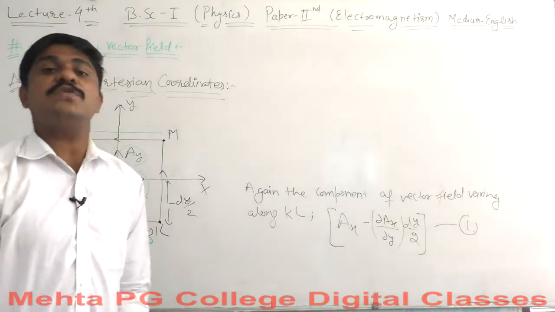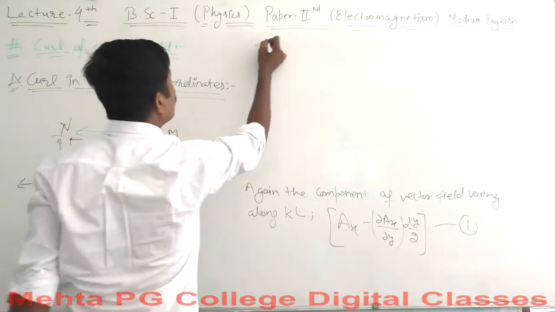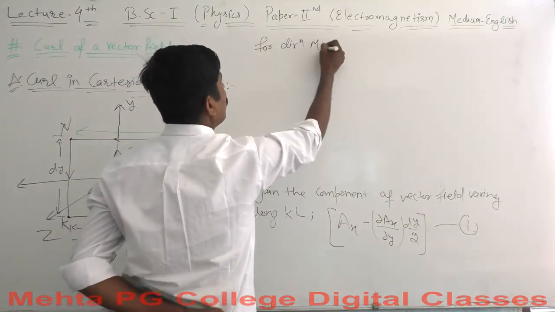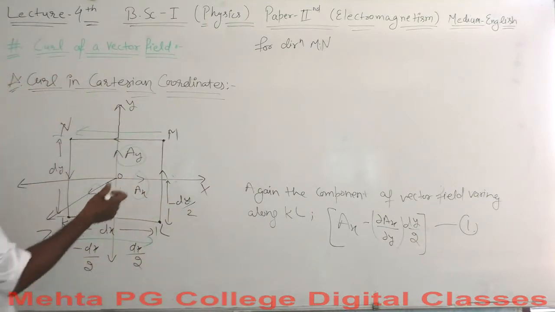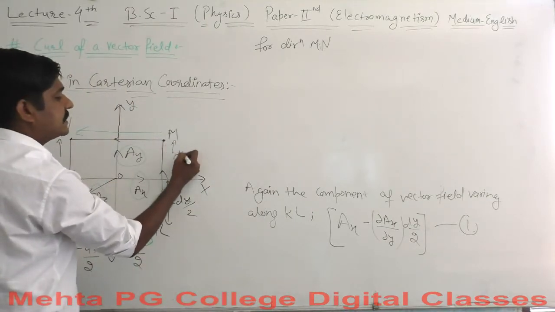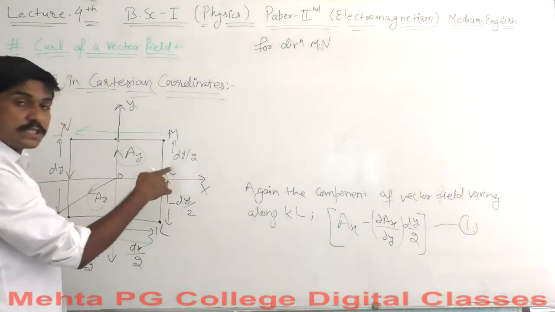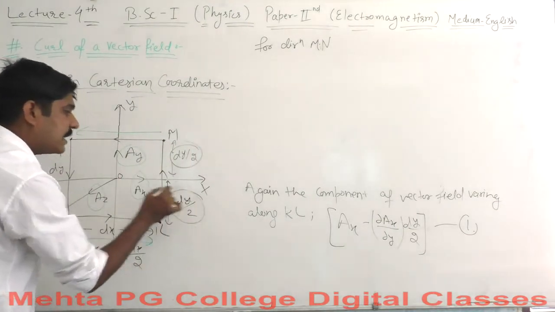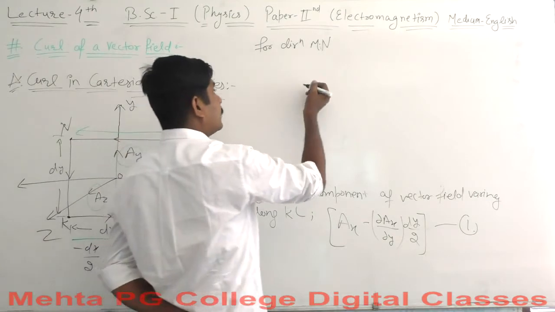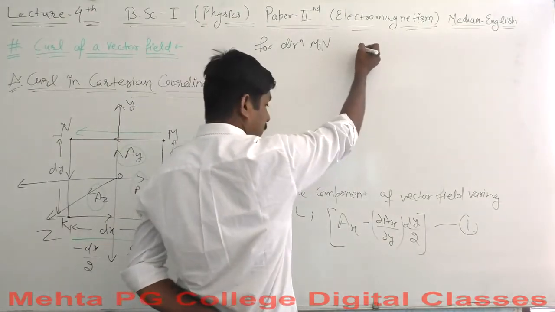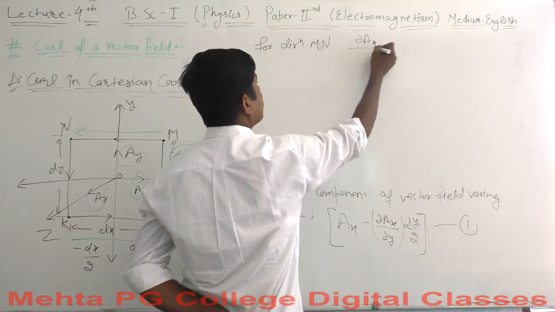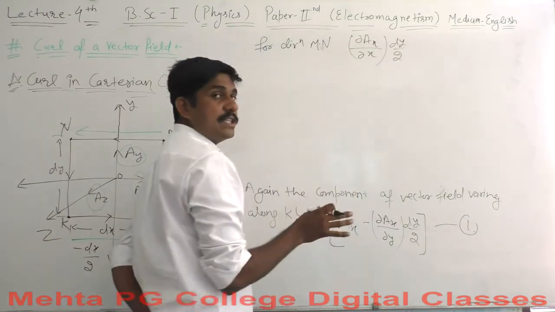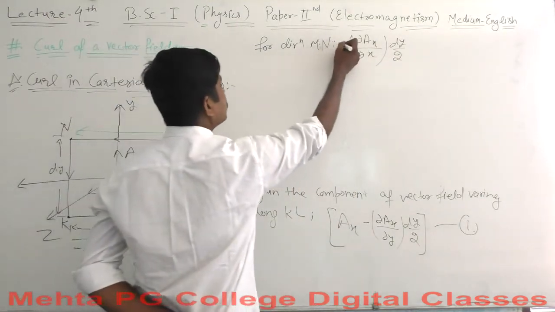What will be the rate of change for the direction MN? You see, where is MN situated? MN is situated at a distance dy by 2. This is the positive distance from origin. Keep it in mind. This is the positive distance and this one is the negative distance here. So for positive distance, the rate of change must be curly Ax over curly y dy by 2. This would be the rate of change for direction MN.